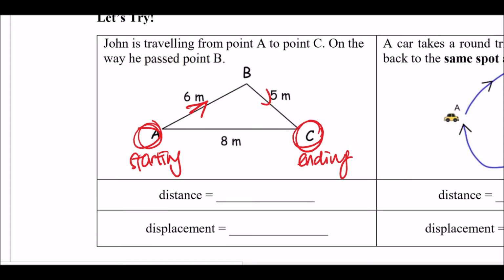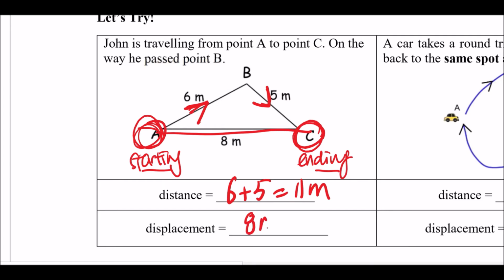Let's try an example on the difference between distance and displacement. Let's read the question here. John is traveling from point A to point C. So A is the starting point while C is the ending point. On the way, he passed by point B. So John traveled from A to B and then B to C. What is the distance covered by John? Remember that distance is the length of the actual path taken. So it's 6 plus 5, 11 meters. But for the displacement, we don't care about the path. It's only from the starting point to the ending point straight up. So it's 8 meters.